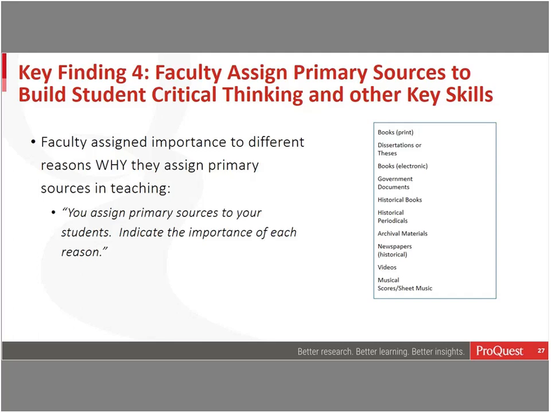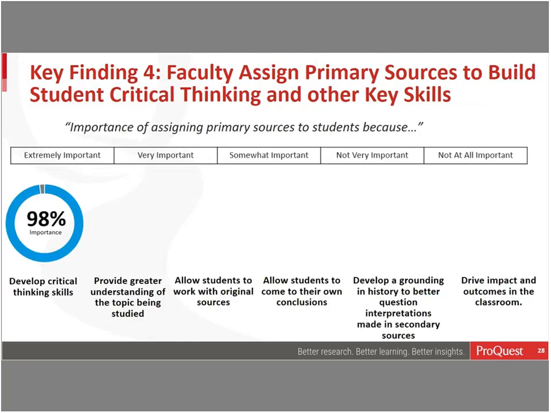And what I'm going to do now is look at every response by answer choice and give a little background for each. Overwhelmingly, and probably not surprisingly, the most important reason for using primary sources in teaching was to help students develop critical thinking skills. In fact, over 80% of respondents indicated it was extremely important.